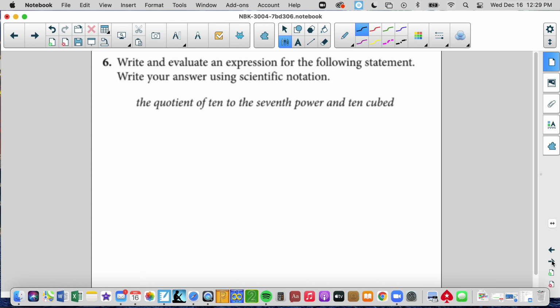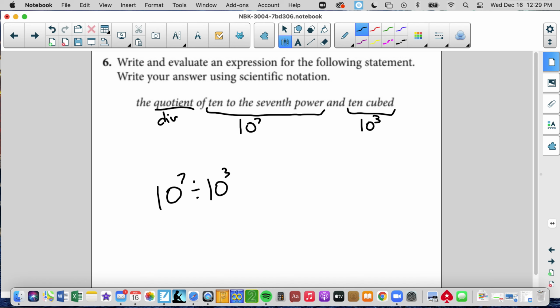Write and evaluate an expression for the following statement. Write your answer using scientific notation. The quotient, division, of 10 to the 7th power and 10 cubed. 10 cubed is 10 to the 3rd. So we are dividing these two. So you would have 10 to the 7th divided by 10 to the 3rd. You could write it like that, or you could write it 10 to the 7th over 10 to the 3rd. It's another form of division. So write and evaluate. If we write that, it's going to look like that.